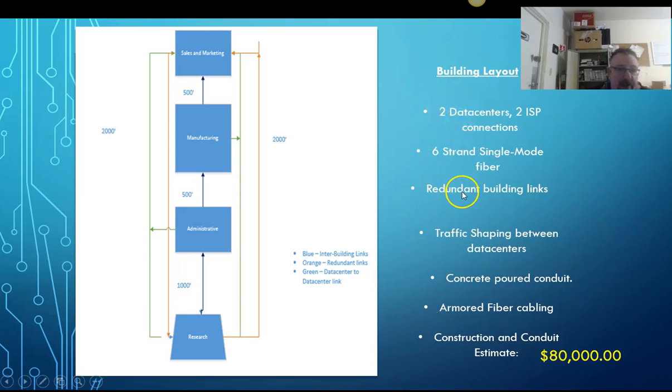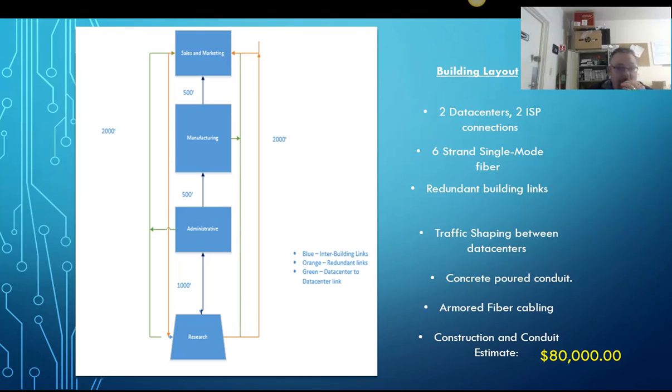As you can see in my estimate here, I have redundant building links. I have traffic shaping. So basically in the data centers, I will have set it up so that I tell the switches and the routers, the equipment that passes the information, what link I would like it to use primarily, and then which path to take if any of the links fail. That way it always knows, hey, these outer links stay inactive unless one of these links fail.